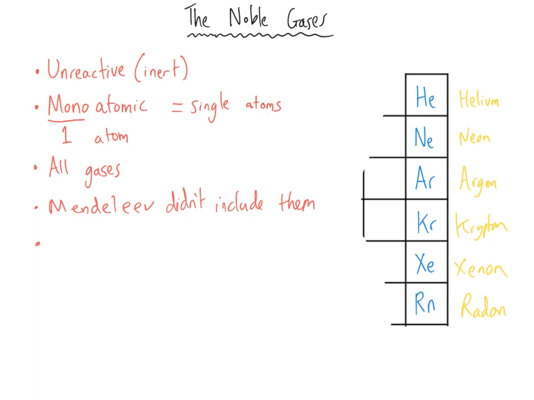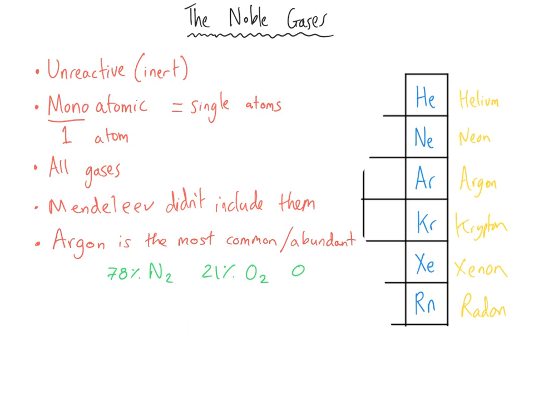Argon was discovered first, and that makes sense because it's actually the most common of all of the noble gases by quite some distance. In fact, it's actually the third most abundant gas in the atmosphere. We've got nitrogen, which is around about 78%, oxygen, which is 21%, and then argon comes in third place with just under 1%.